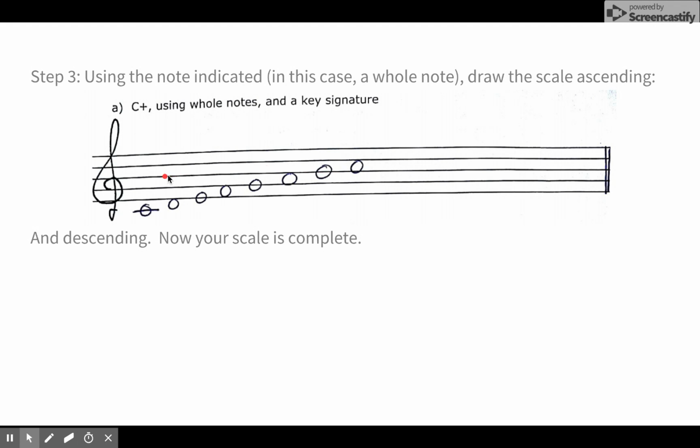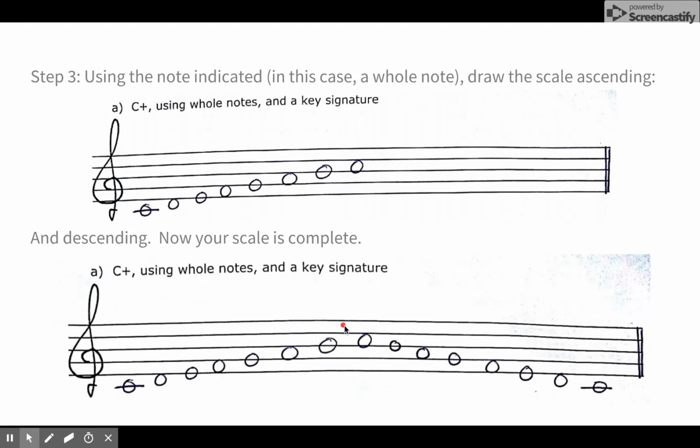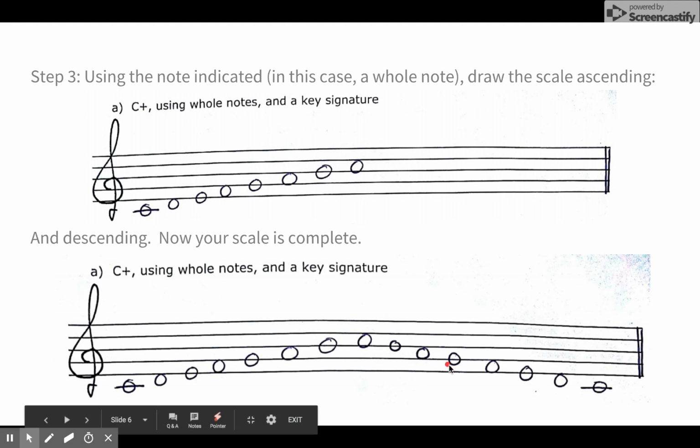You may want to know why I didn't start on this C. My tip for scale writing, or my rule of thumb, is start where you're going to have the fewest ledger lines. So I only have one ledger line by starting here. But if I was to start here, here's G, and then I'd need a ledger line for A, B, and C. So it's 3 ledger lines compared to only 1. Once you have the scale ascending, it's your first half, and now you're going to add the descending. So this is where you're drawing on every line and space all the way back down to where you started.